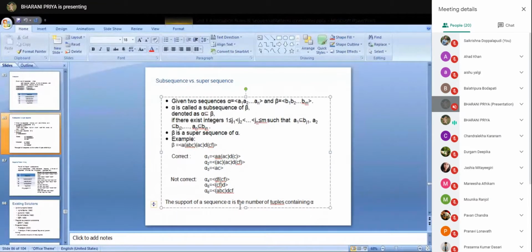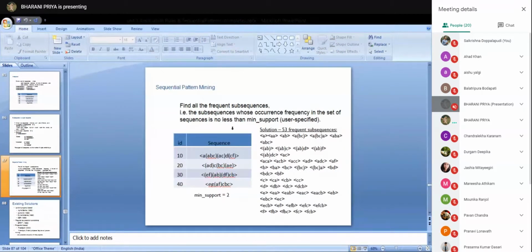The support of sequence alpha is nothing but the number of tuples that contain alpha. So these are a set of sequences. You need to find all the frequent subsequences which have the minimum support. So the minimum support is given as 2. So A is there. What is the support of A? Tell me the support of A, anyone?